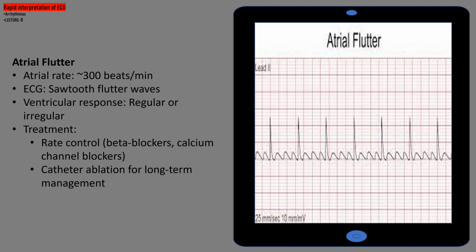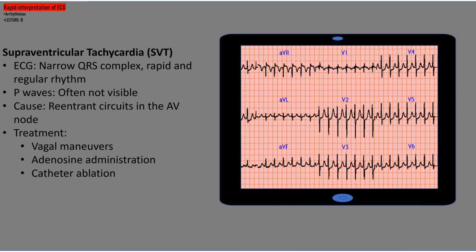Atrial flutter. Atrial flutter is identified by a rapid atrial rate, typically around 300 beats per minute, with a characteristic sawtooth pattern of flutter waves on the ECG. The ventricular response may be regular or irregular, depending on the conduction ratio. Treatment includes rate control with beta blockers or calcium channel blockers, and catheter ablation is often recommended for long-term management.